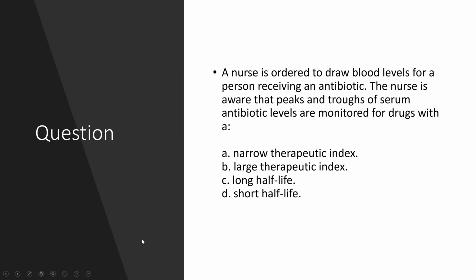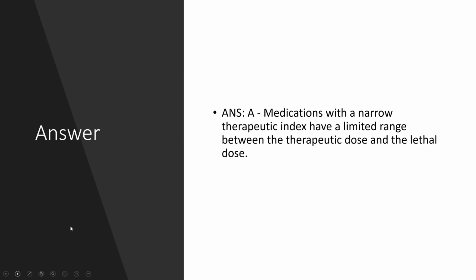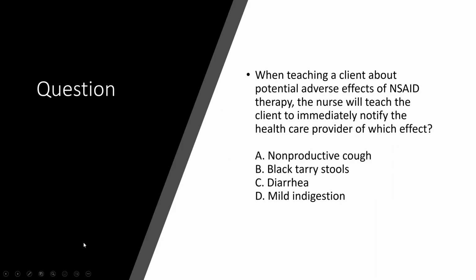Okay, so a nurse is ordered to draw blood levels for a person receiving an antibiotic. The nurse is aware that peaks and troughs of serum antibiotic levels are monitored for drugs with A, a narrow therapeutic index, B, large therapeutic index, C, long half-life, or D, short half-life. Yes, it's going to be A, medications with narrow therapeutic index.